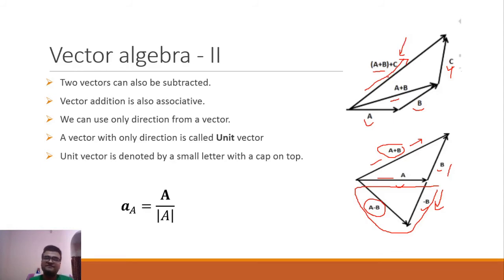What happens if we want to use only the direction from a vector? In that case, unit vector helps us. Unit vector is a vector that extracts only the direction from a vector. So how to find the unit vector of a vector? We'll divide the vector by its magnitude and we'll get a unit vector.